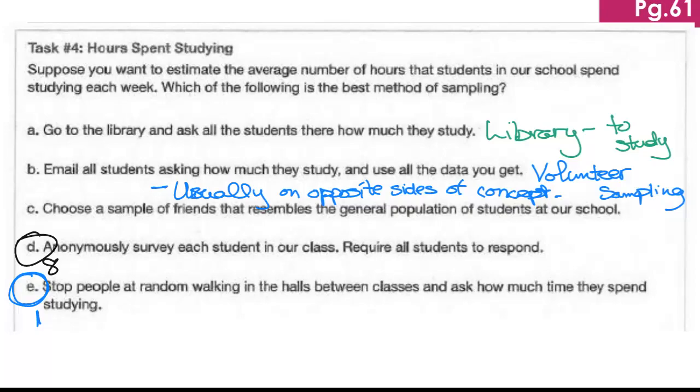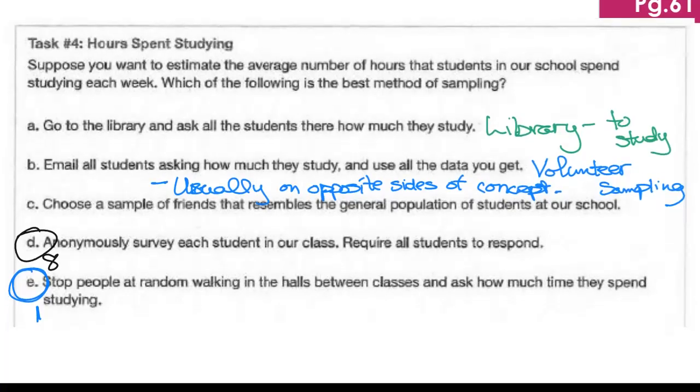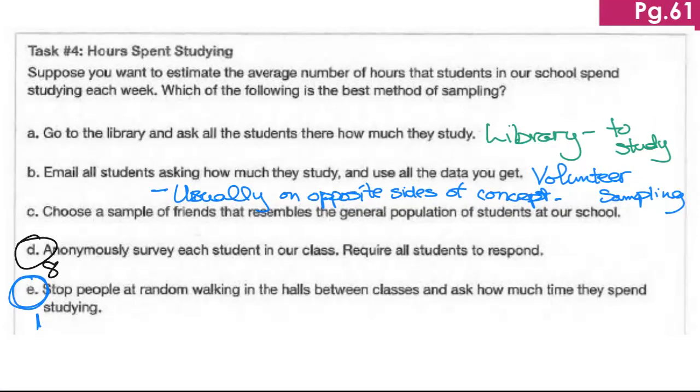Okay. Letter C, choose a sample of friends that resemble the general population of students at our school. Do you know the general population very well of the entire school? Probably not. And you are going to bring your own biases. Whether you are trying to avoid it or not, you're probably going to have more people that look like you, even though you're trying to be representative.